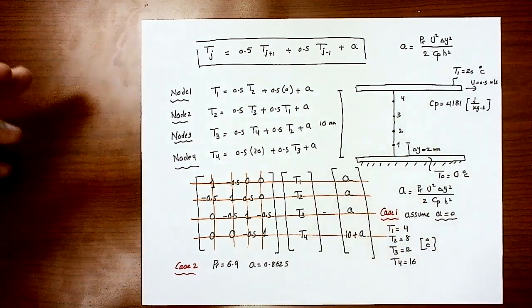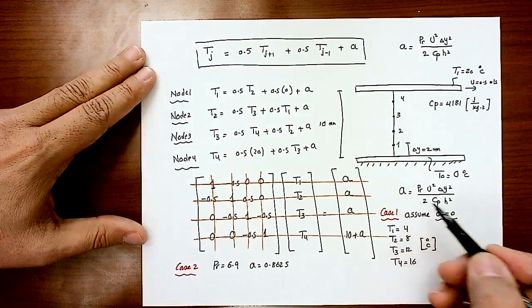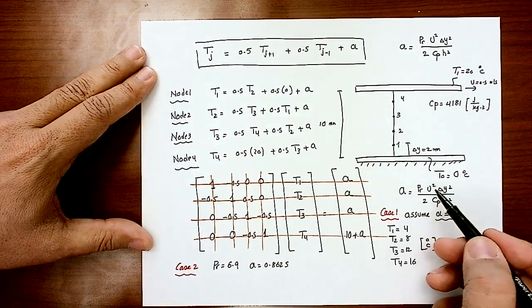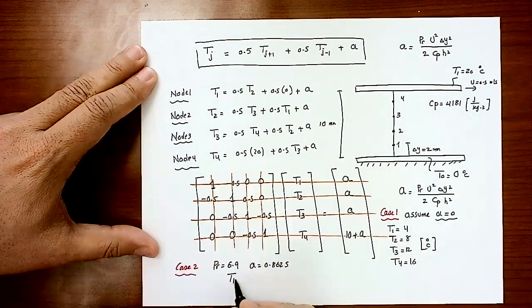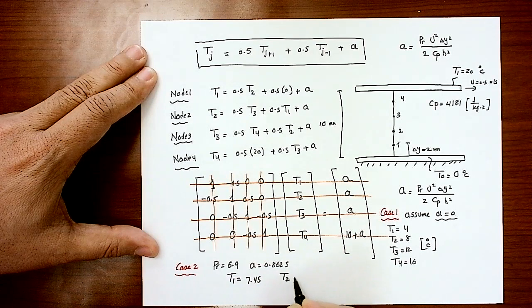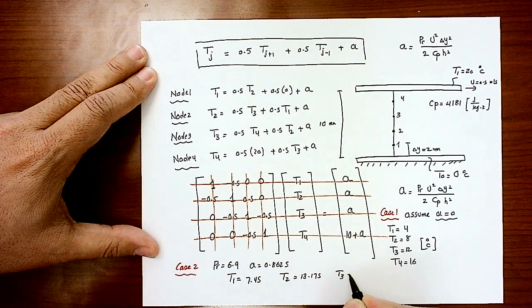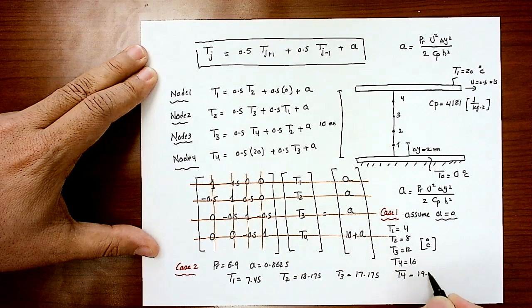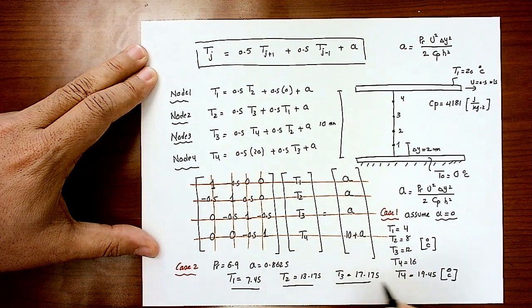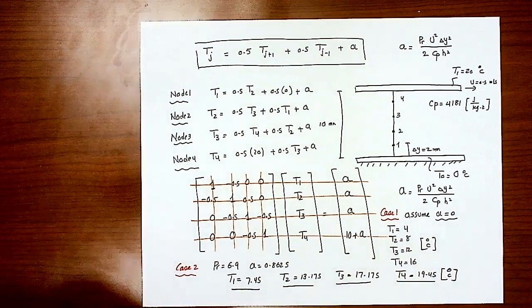Now we are expecting that A has a value, which means that there is a velocity, so I'm expecting that the distribution is not going to be linear. So from this, I got T1 equal to 7.45. I got T2 equal to 13.175. I got T3 equal to 17.175. I got T4 equal to 19.45. Each one of them is in degrees C. You will see that there is a big difference in the temperature distribution here.